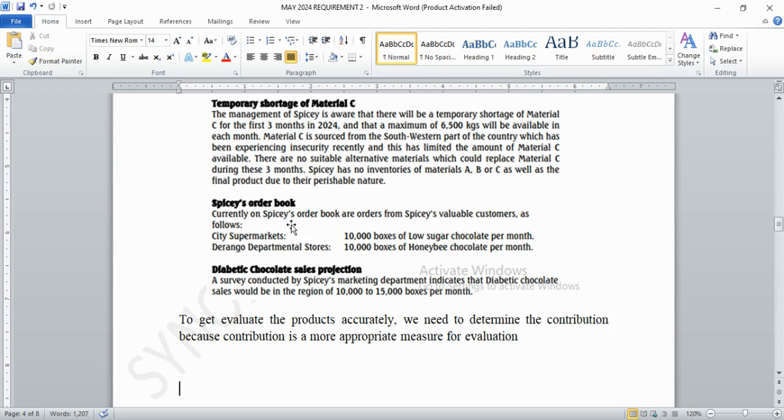So we get information about the orders. They told us that City Supermarkets is going to order 10,000 boxes of chocolates, the low sugar chocolate, and Derago would order 10,000 of the honeybee. Then for the diabetic chocolates, which is the new product, this is still a projection.